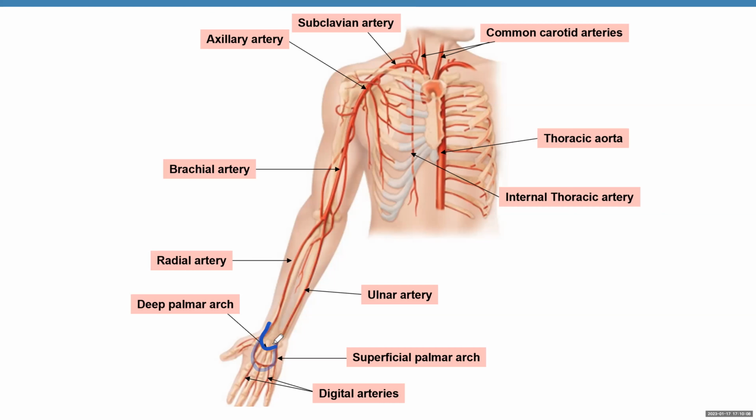They make those loops. They connect together through the deep palmar arch and superficial palmar arch, and we have digital arteries that bring blood to the fingers. You also can see the thoracic aorta here, and then thoracic becomes abdominal, and this blood vessel here is called the internal thoracic artery. So we have thoracic aorta, abdominal aorta, and internal thoracic artery, as this branch shown right there. It's inside your rib cage.